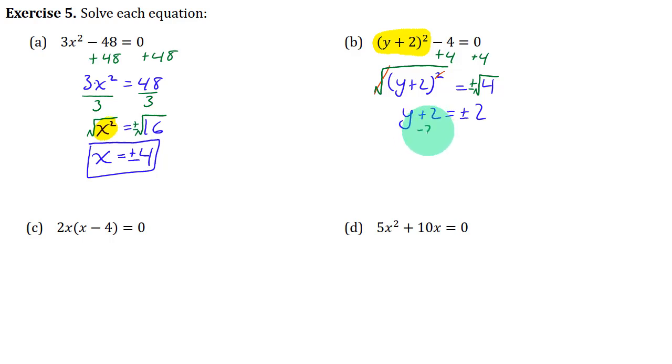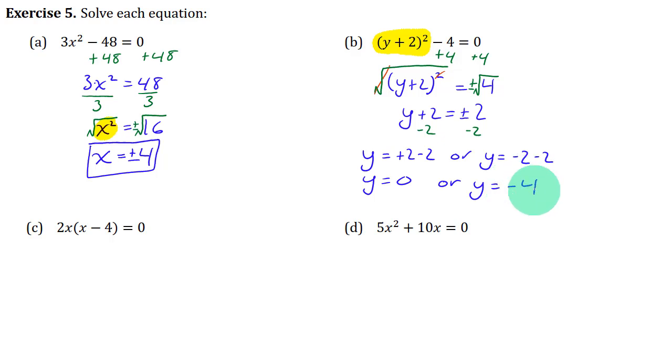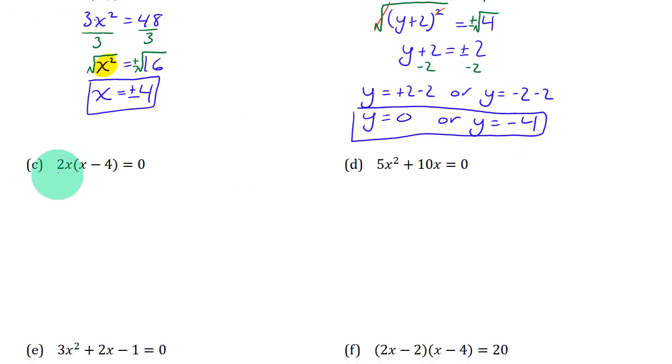So then we're going to subtract 2 from both sides. That means that y is equal to either positive 2 minus 2, which is 0, or y is equal to negative 2 minus 2, which gives you y equals negative 4. And both of those are solutions. If you forget the plus or minus, you're only going to get half of the solutions. Okay, so that's that.